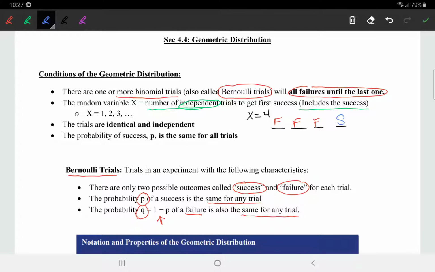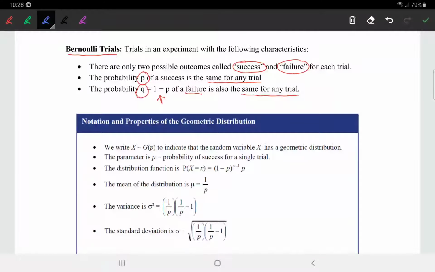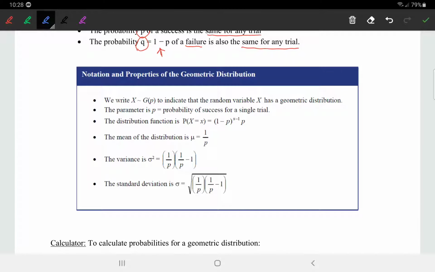And then, just to reiterate, all of these trials are identical and they are independent, and the probability of success is the same for all trials. Okay, so the geometric distribution: failure, failure, failure, failure, success. Okay. So the way we notate this geometric distribution is we will say that x follows G of p, where p is the probability of success.